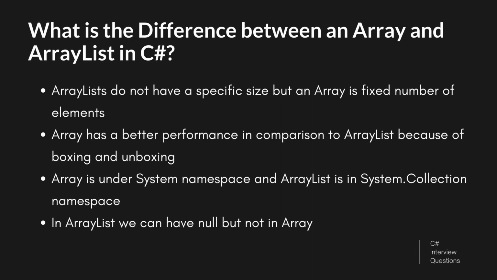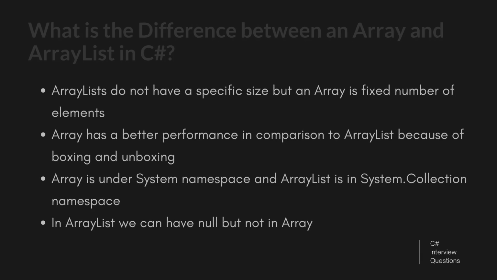What is the difference between an array and ArrayList in C#? ArrayLists do not have a specific size, but an array has a fixed number of elements. The array has better performance in comparison to ArrayList because of the boxing and unboxing. An array is under the System namespace and ArrayList is in the System.Collections namespace. In ArrayList, we can have null, but not in array.